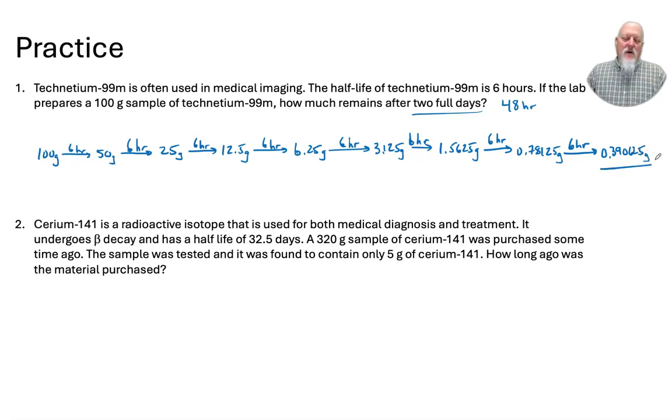Okay, so technetium-99m has a half-life of 6 hours. So if I start with 100 grams of the material, after 48 hours, there's less than half a gram left. At each step, we lose 50% of what we have remaining. So 100 grams to 50 grams to 25 grams to 12.5 grams to 6.25 grams. That is 1 day right there. And then our second day, we go from 6.25 grams to 0.39 grams.